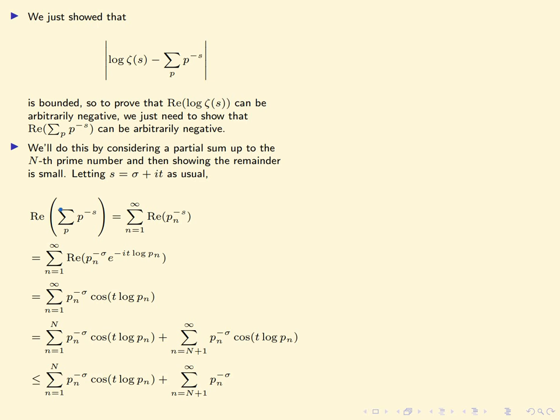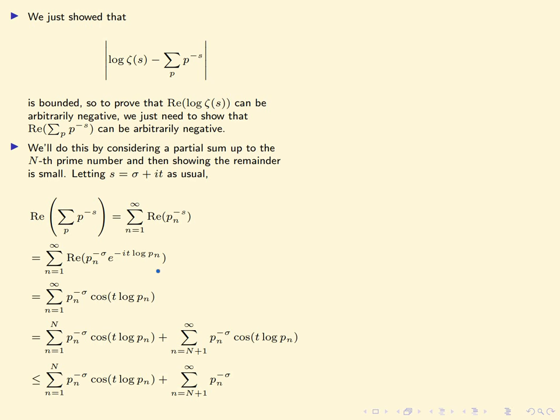And now I'm going to re-index this a little bit again. So instead of saying the real part over all primes of p to the minus s, I'm just going to label each prime as the first prime, the second prime, the third prime, and so forth. So p sub n is going to be the nth prime. And I'm going to say that this is equal to the sum from n equals 1 to infinity of the real part of p sub n to the minus s power.